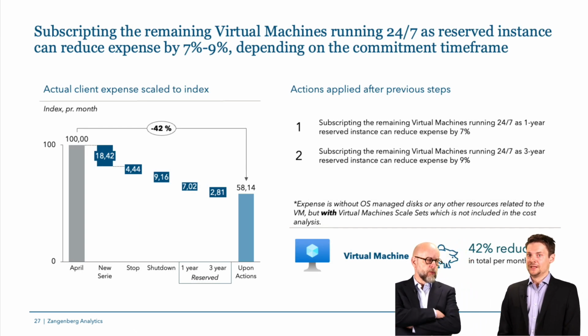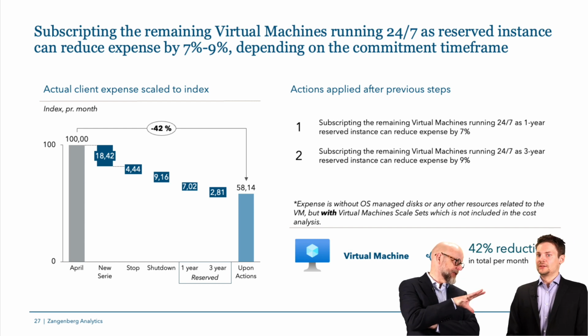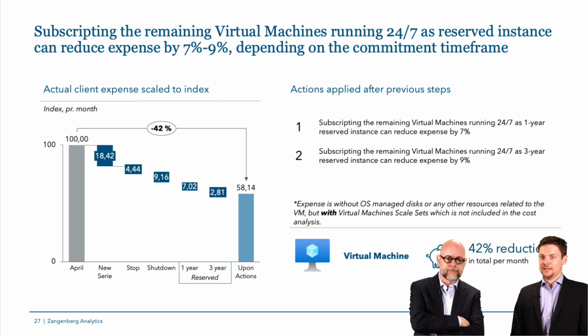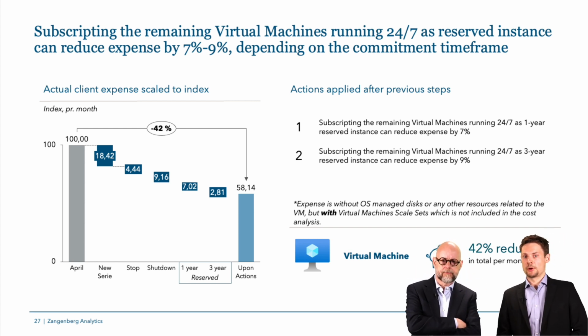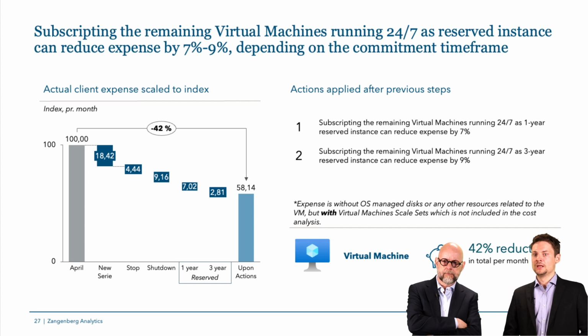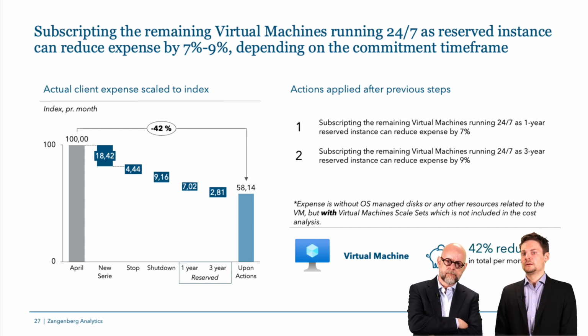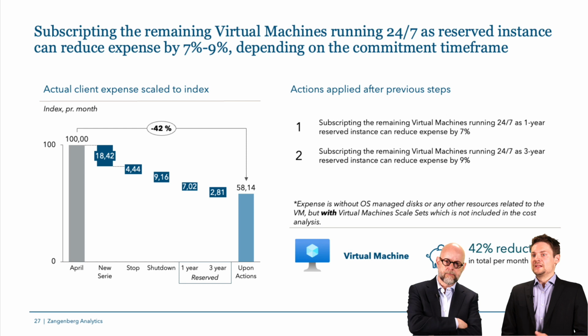So now we add reserved instances to the equation here. One question that's probably going to come up, so I'm going to answer it already: have we used reserved instances on machines that we stop or shut down? No. We take only reserved instances on the box called new series. So after we have changed all the series, we then apply the reserved instance gains.